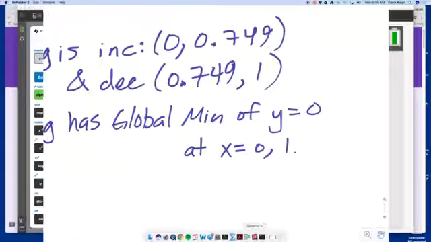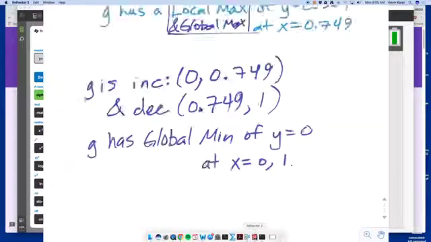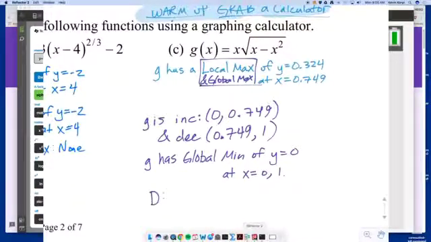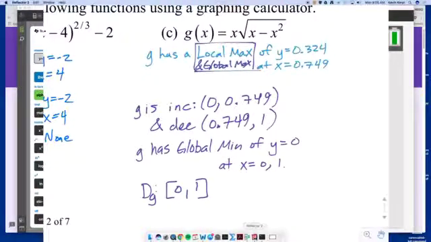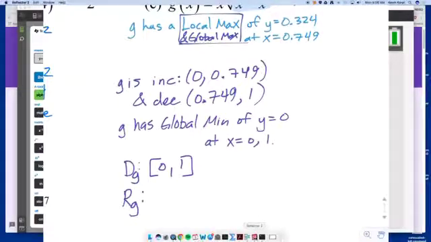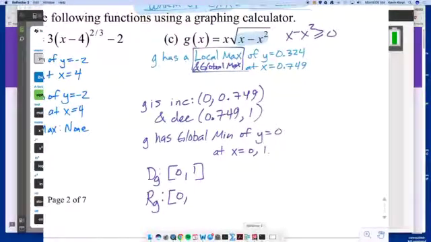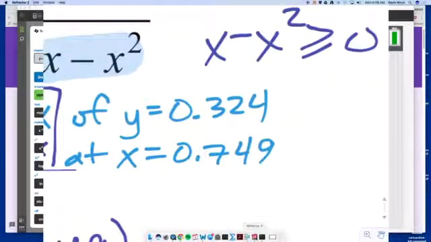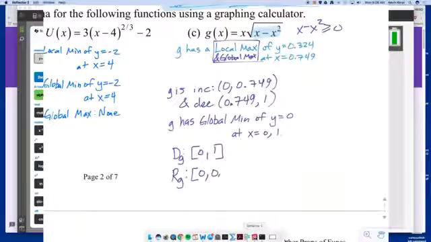Now notice, once we have the global min and the global max, we could figure out what the range of this function is. The domain appears to be the following. The domain of G appears to be all the values between 0 and 1. So that would be the domain in interval notation. And you could verify that by solving the inequality if you want. X minus x squared, remember, has to be greater than or equal to 0. I'm not going to solve that because we have the graph. But the range is something that's relatively hard to get without the graph. And once we have the graph, we can get the range. What was the lowest y value for the range? 0. And what was the maximum value for the range? It was 0.324.